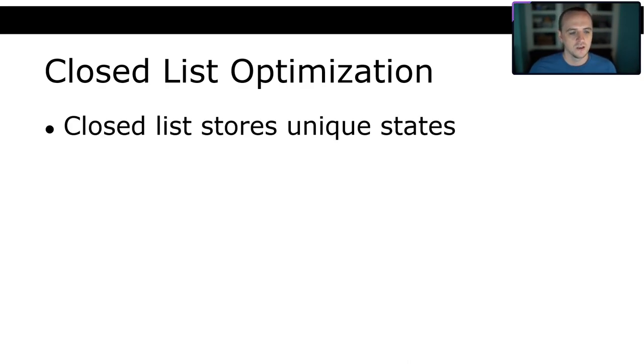Here is another optimization that you could also use for assignment 1 if you want to, because I'm giving it out sort of before assignment 1 is due, but you don't have to. It is a very important closed list optimization. So the closed list stores which states have been expanded. So it should be a list of unique states, right?